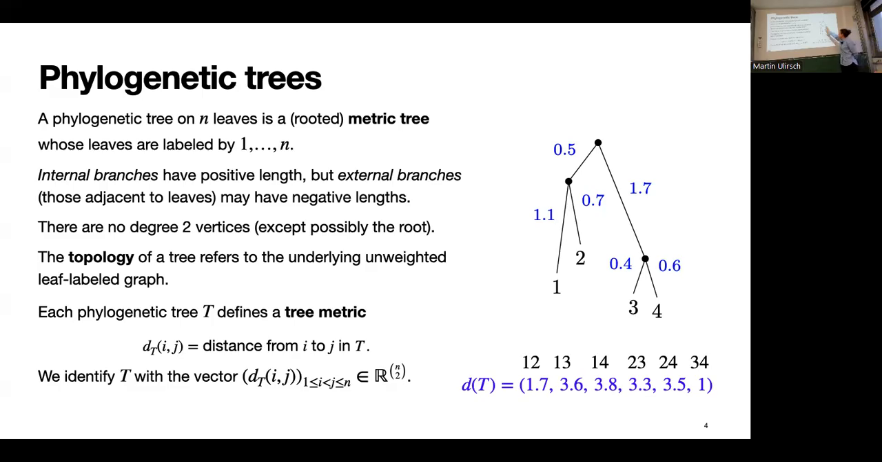Okay, so anyway, maybe ignore this, but you can add up the distances to get this distance vector. Because we can uniquely recover the tree from this vector, we'll just identify the tree with this vector in R^(n choose 2). And this is going to form the space of trees, the vectors that arise this way.